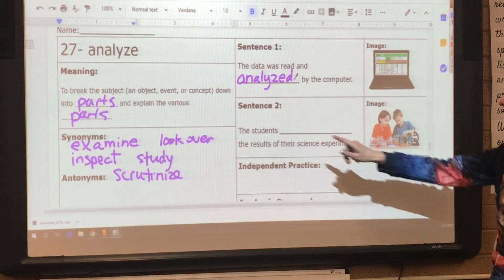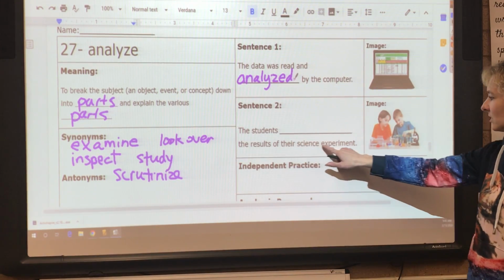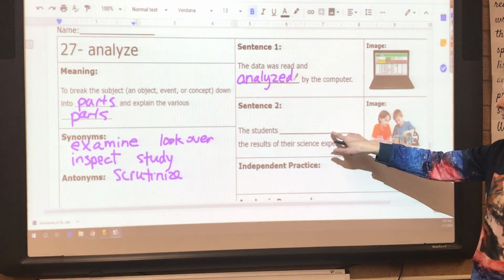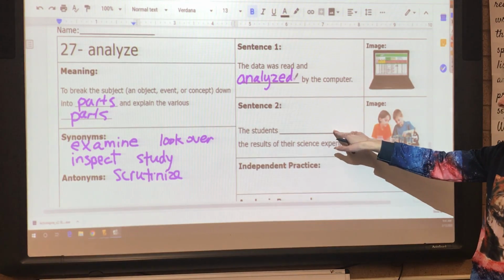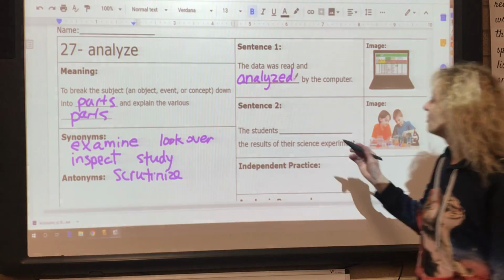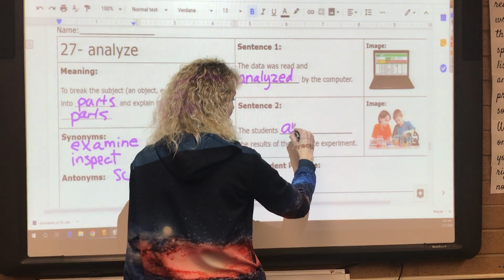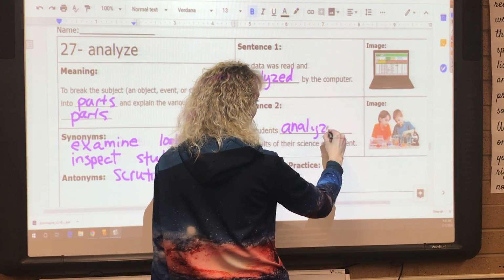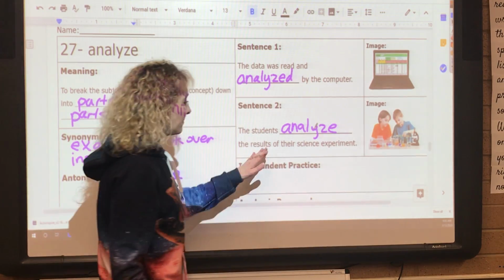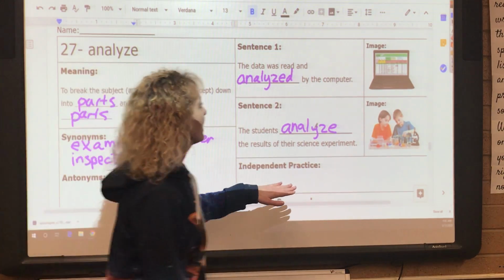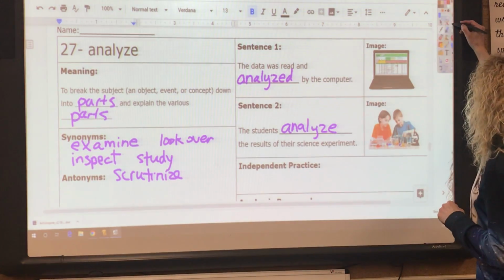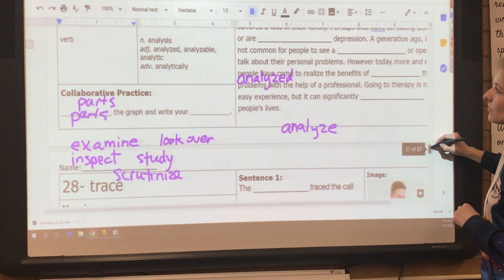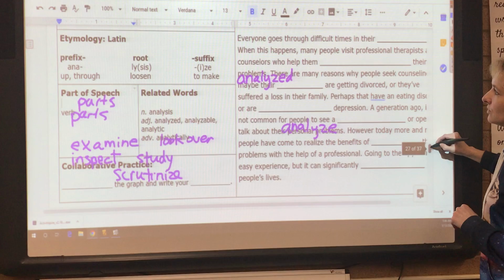Science experiment. The students blanked the results of their science experiment. The students analyze or analyzed the results of their science experiment. You could put either one. I'm just going to put the basic form as if they're doing it right now. Analyze the results of their science experiment. Okay, let's go down.